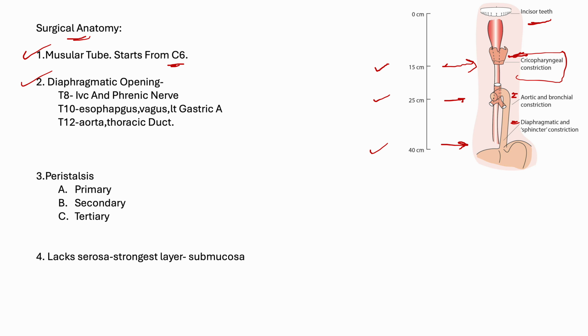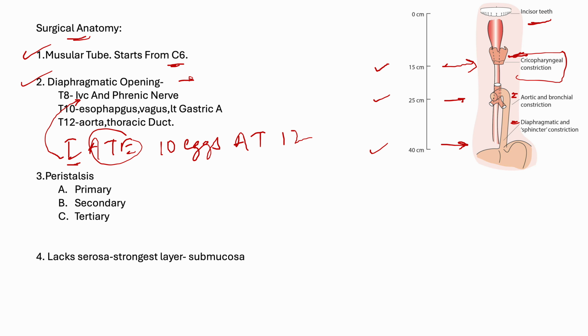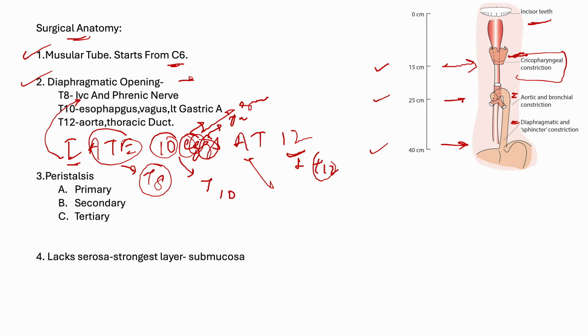Come to the diaphragmatic openings. You can remember this with the mnemonic: I ate 10 eggs at 12. Okay, so I for IVC, 8 means T8. This is T10: E for esophagus, and G for vagus, and the other G for gastric artery. And 12 means T12, that is the abdominal aorta and thoracic duct.